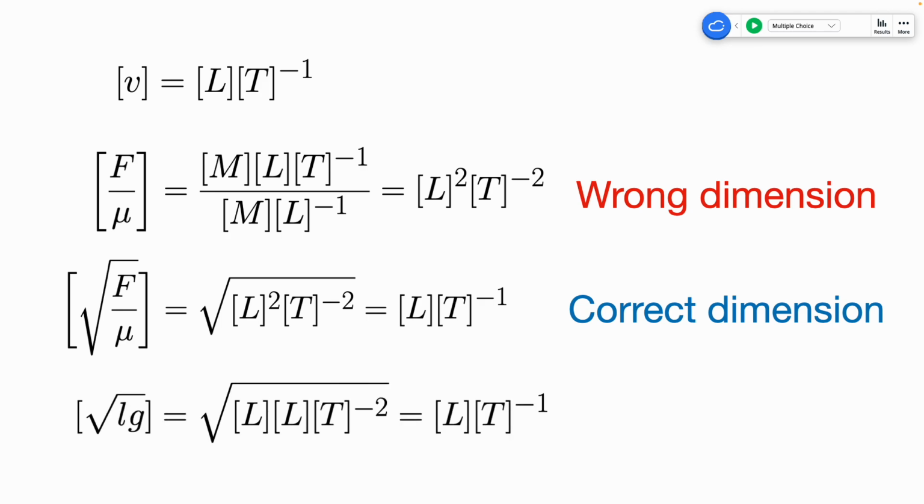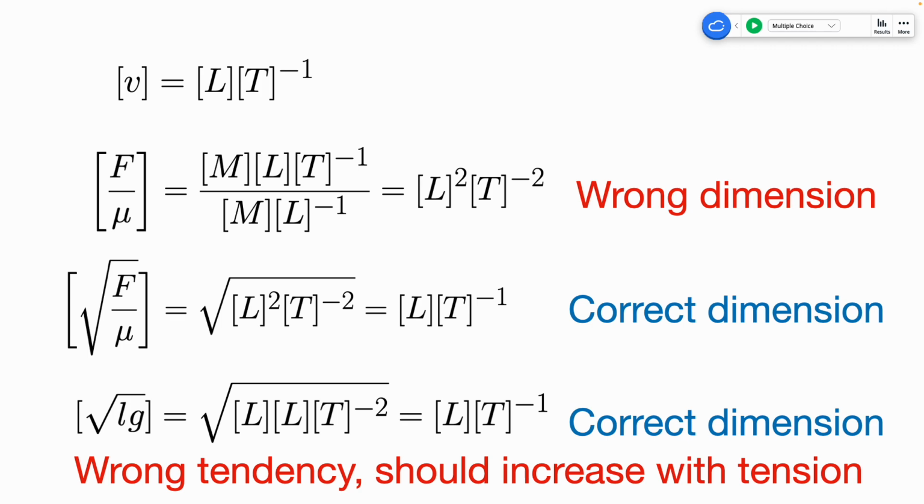The third one, square root of length times g, will also have the correct dimension. So how do you know which one is the correct answer? You look at the tendency. It's very important to know how the thing you write down behaves under different parameters. We learned that if you make the string tighter, the speed should increase. Here, the bottom expression doesn't change with the tension of the string at all, so you know it's not going to describe the speed of the string wave.